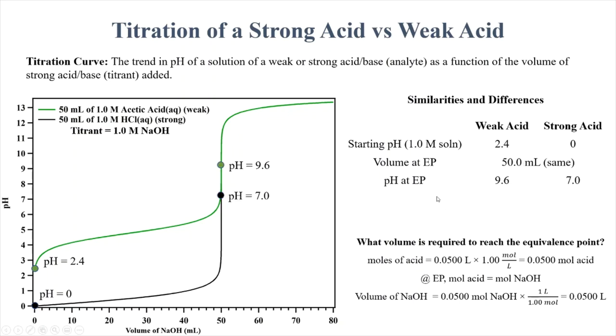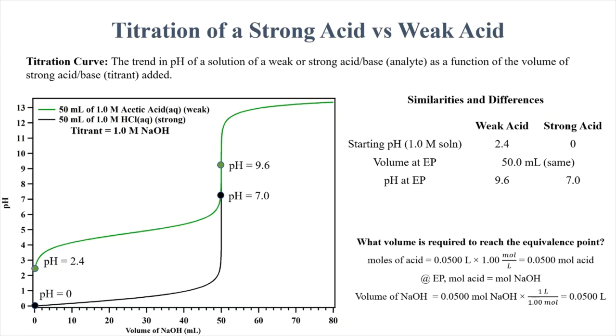Now let's look at the pH at the equivalence point, because this is very interesting. We already talked about what happens with the strong acid. We get a pH of 7, because the products of this reaction are sodium chloride and water. Sodium chloride is a neutral salt, so the product of that reaction is going to be a neutral solution with a pH of 7.